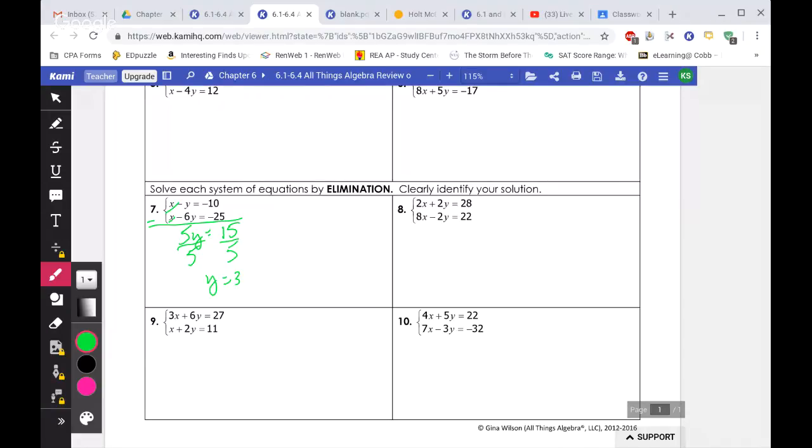So then you'll substitute that back in to one of the two equations. It really doesn't matter which one. I'm just going to pick the top one. Add 3 to both sides. And you get x equals -7. So the answer is -7, 3.